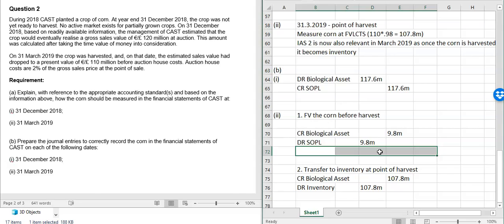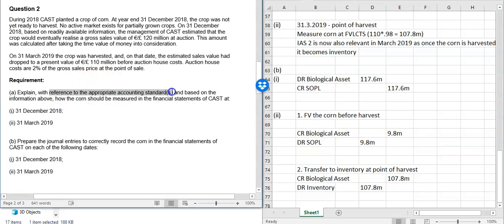But you will be asked for journal entries in the exam in May. So it's important that you know them, not only the journals, but you'll be asked to reference the appropriate standards and explain why you're doing it. It's one thing knowing journals, another thing articulating why you're doing a particular calculation.